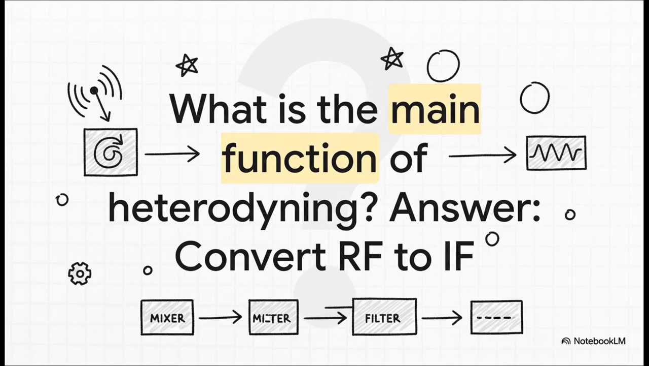And our final question. What is the main job, the primary function, of that whole heterodyning thing we talked about in a superheterodyne receiver? The answer is, it's all about converting that incoming radio frequency down to a fixed, lower intermediate frequency. Why? To make it much easier to process.